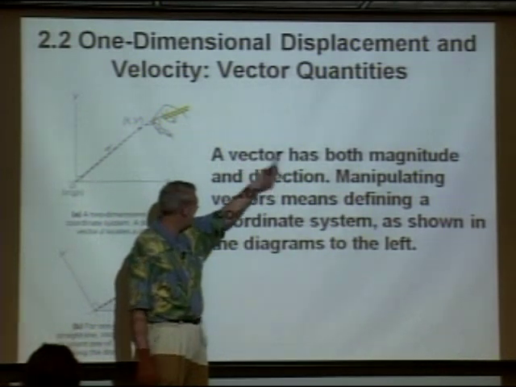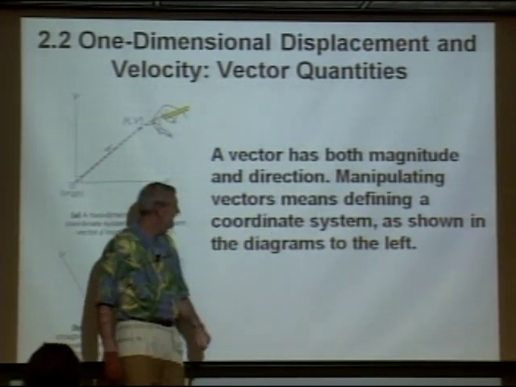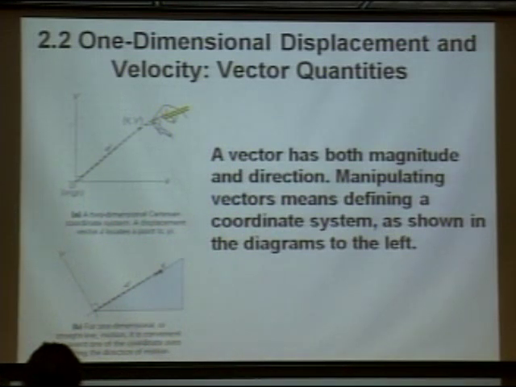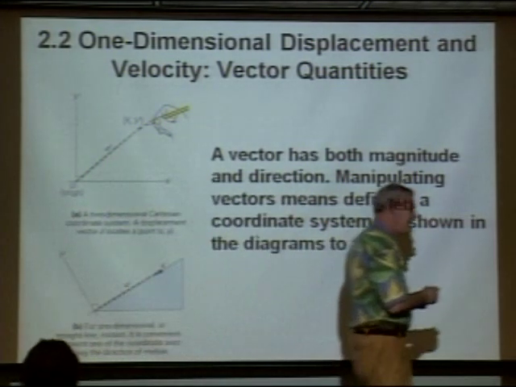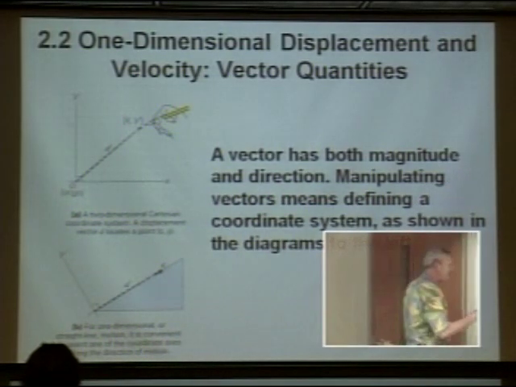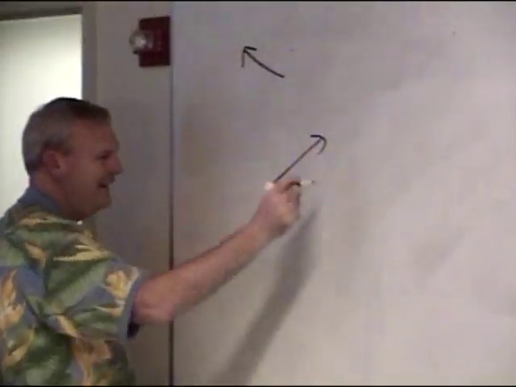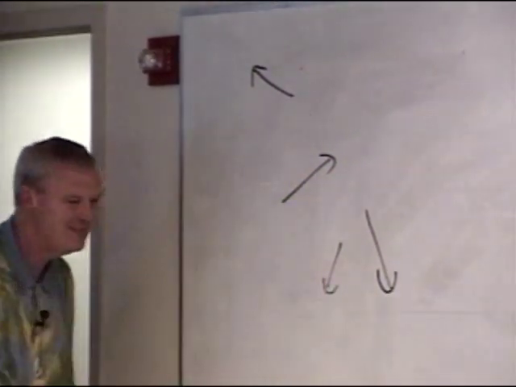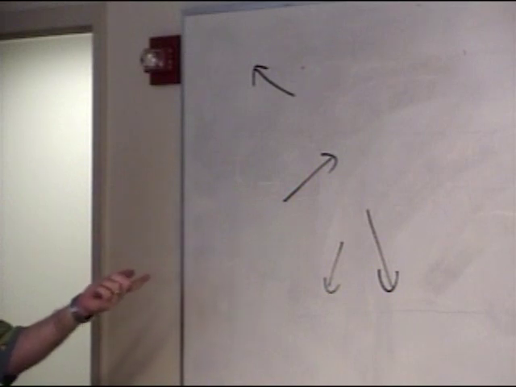A vector has both magnitude and direction. And manipulating vectors means defining a coordinate axis system. Boy, that sounds complicated, but it's really not. Here's the deal. Let's say I've got vectors like this. I've got a vector going like this, like this, like this. Then I got one kind of going like this. Okay? I want to add them up.